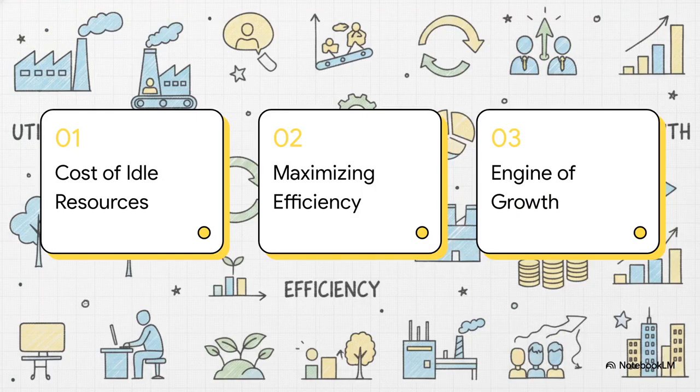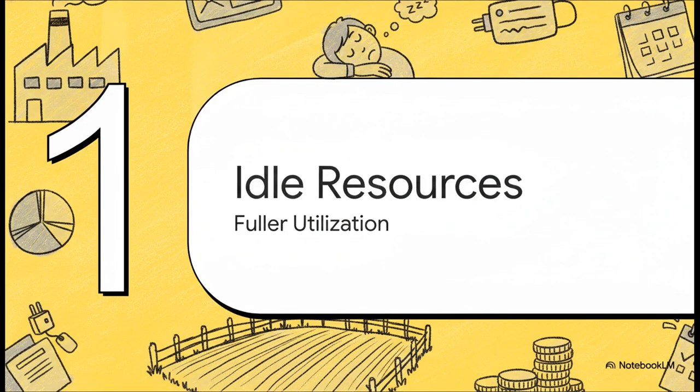Here's our roadmap for today. First, the cost of idle resources. Second, maximizing efficiency in the economy. And finally, the engine of economic growth. Section 1. The cost of idle resources, or the problem of fuller utilization.